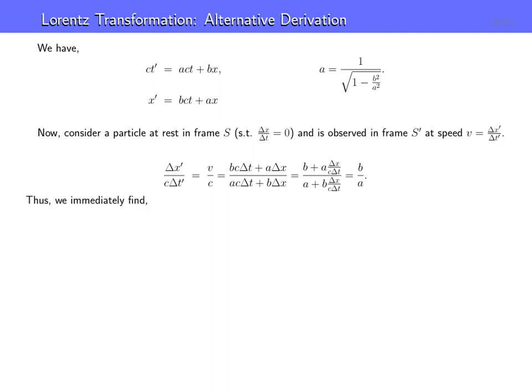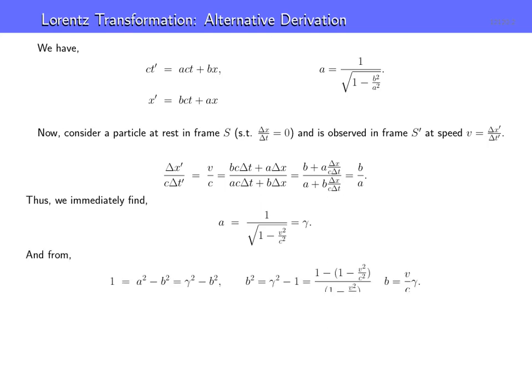And thus, we immediately find, and this will hold generally, because even though we looked at one specific situation here, what we defined up above for a and the transformation is general. So we immediately find that a is equal to gamma, as we expect. Now, so what is b? We can quickly do some algebra: because we have 1 is equal to a squared minus b squared, going back to our original form, that's equal to gamma squared minus b squared. Solve for b squared, it's gamma squared minus 1, and let's write that out.